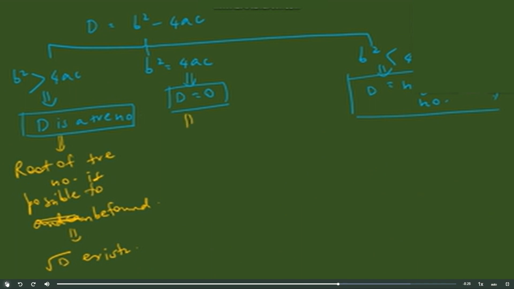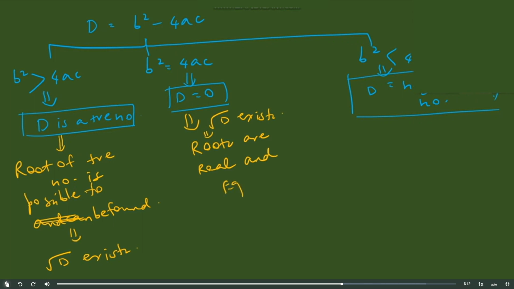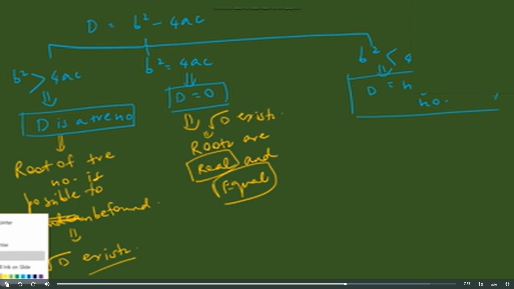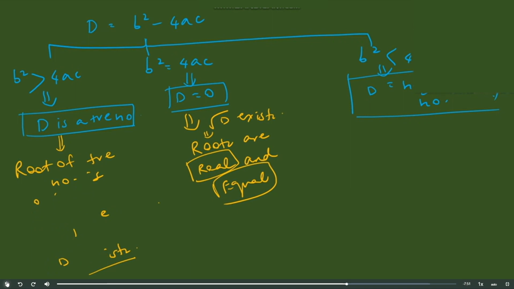So write down here, square root of d exists. Roots are real and equal. Roots are real and equal, and in the above case, roots are real and unequal. If b square, I'll rewrite this for you.